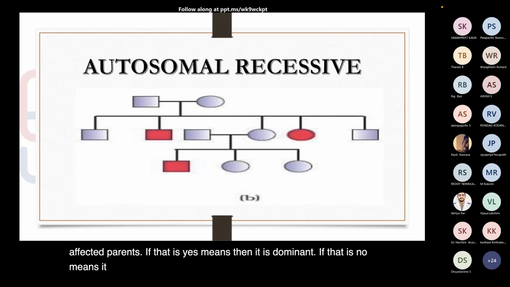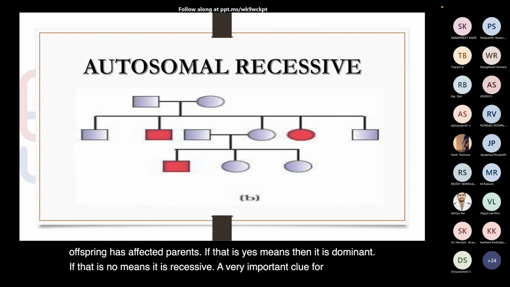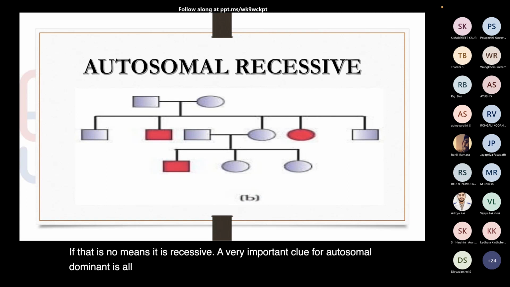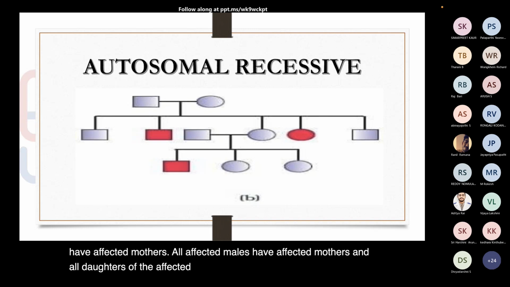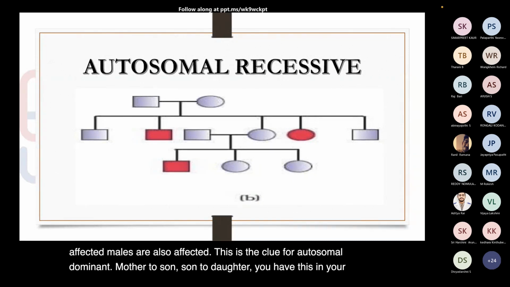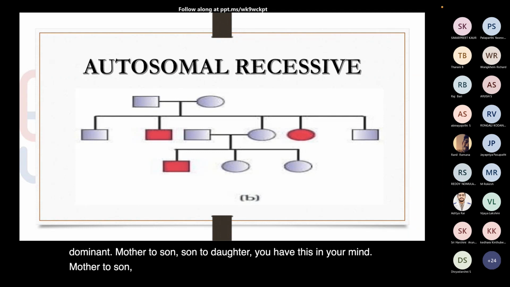A very important clue for autosomal dominant is all affected males have affected mothers, and all daughters of the affected males are also affected. This is the clue for autosomal dominant. Mother to son, son to daughter. Keep this in your mind: mother to son, son to daughter. Two females and one male, which means mother to son and son to daughter.